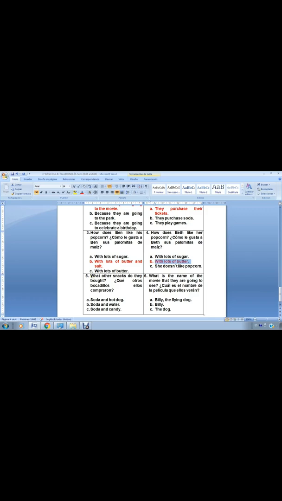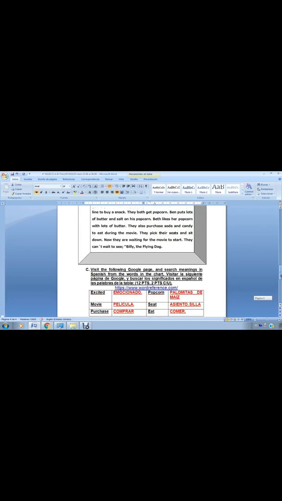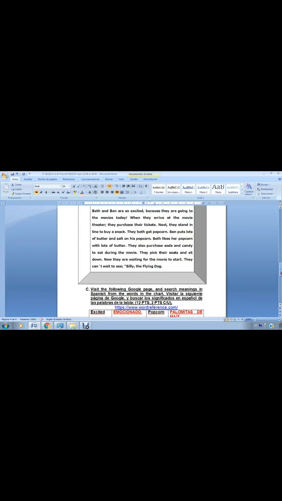What other snack do they bought? ¿Qué otros bocadillos ellos compraron? Letter A, letra A, soda and hot dog. Soda y hot dog. Letter B, letra B, soda o bebida and water y agua. And letter C y letra C, soda and candies. Soda y dulces. Let's see in the text. Vamos a ver en el texto.